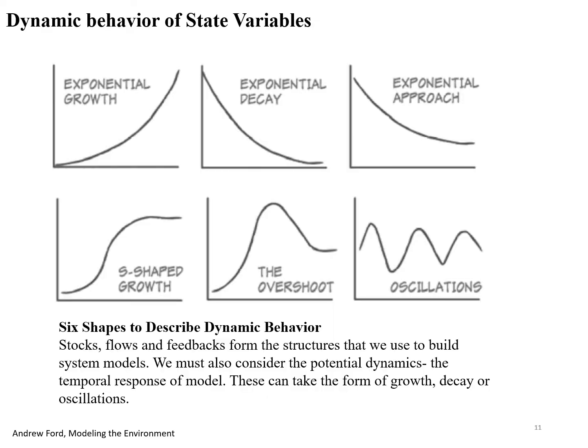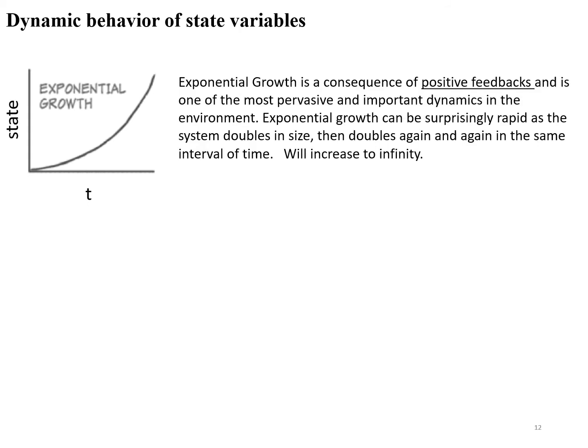Now, if we're talking about the line graphs of some variable over time, particularly state variables, we have a couple of different kinds of state variable behaviors that we're going to discuss. Okay, so these are 6 basic shapes that describe dynamic behavior. One type of behavior for a state would be exponential growth over time. So this is a consequence of positive feedbacks, okay? And it's one of the most pervasive and important dynamics in the environment.